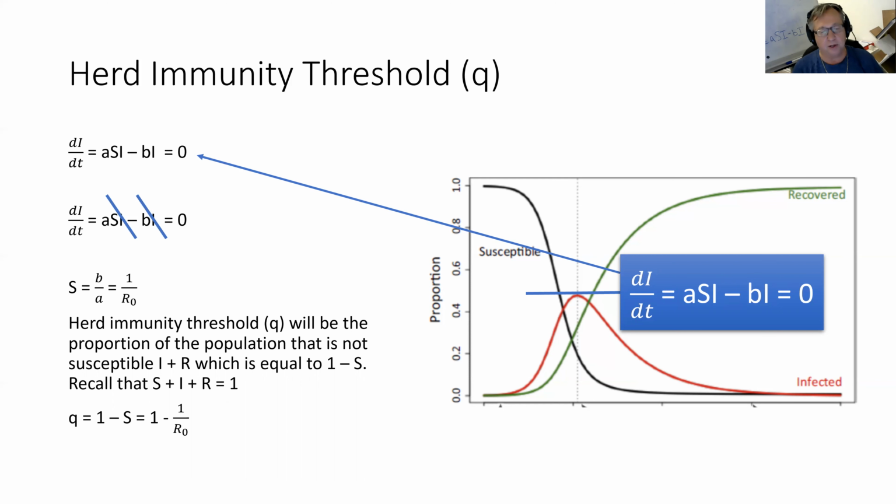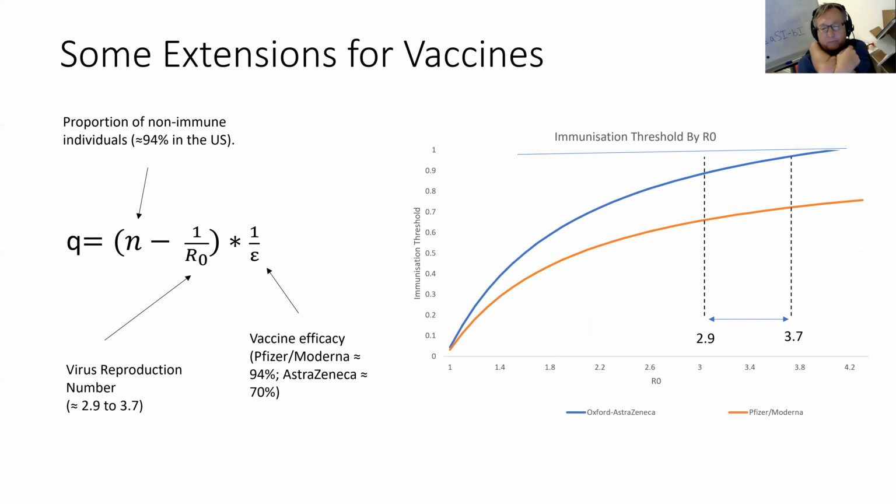Okay, but the herd immunity threshold will be the proportion of the population that is not susceptible, and it's going to be equal to I plus R, which is equal to 1 minus the proportion of susceptible people. And so that means this Q value, which is the thing that we were trying to derive, is basically going to be equal to 1 minus S. So this is going to be 1 minus the share of the susceptible population. It's going to be equal to 1 minus 1 over R naught, which is the equation that we assumed initially. Okay, so that's sort of showing how it works in the very, very simple, classical SIR model of infectious diseases.